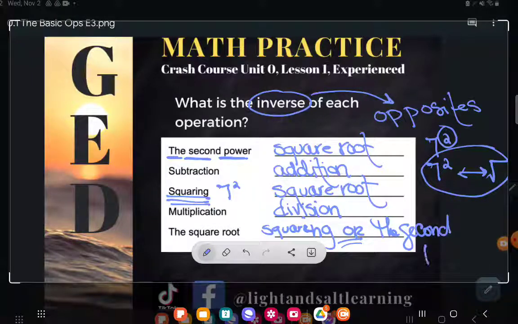Now, I just want you to take special note of these. We're going to be looking more at these exponents, these powers, and their roots in the coming lessons. But understanding that those guys are inverses is really going to help you once we get to algebra.